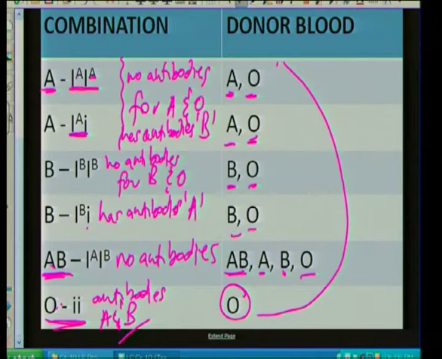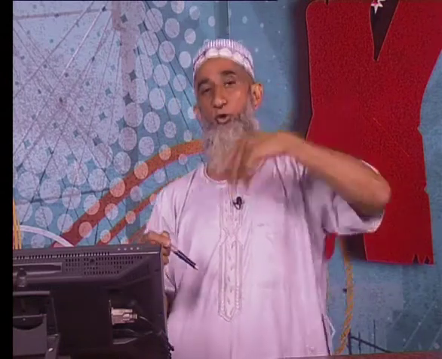As you can see, all blood groups can get blood group O. So O is considered to be the universal donor. And because AB can accept all the types of blood, if you have AB, you are considered to be a universal acceptor. That means you can get any blood.